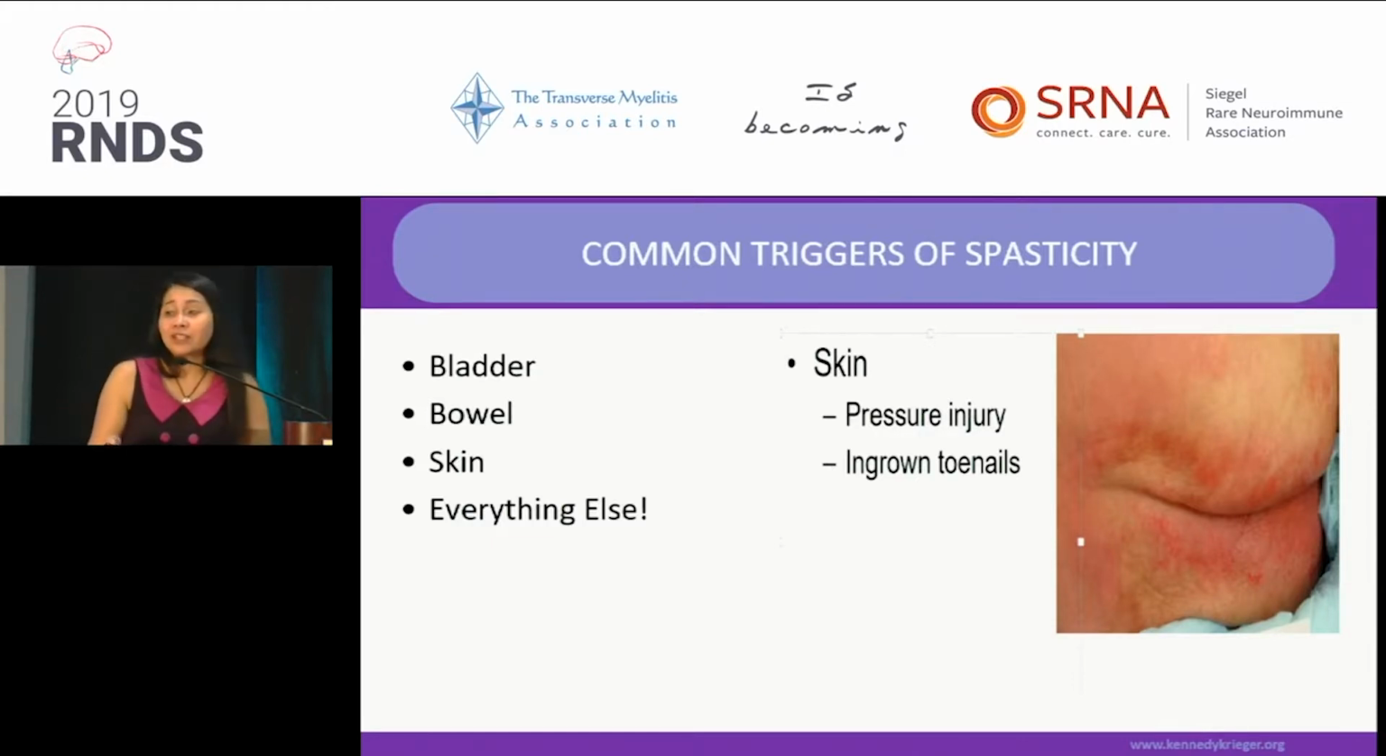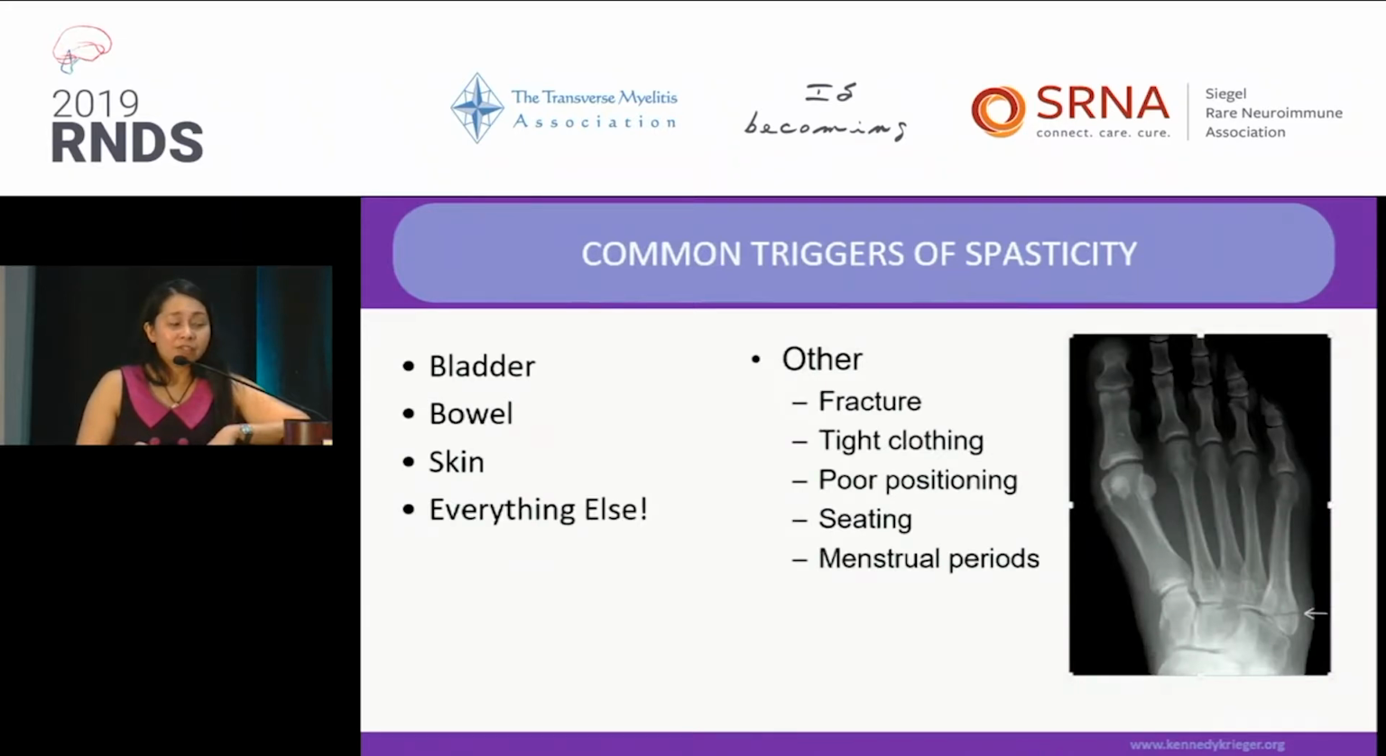Everything else. Now this is where it's challenging. So all of these triggers, the top three triggers I mentioned, bladder, bowel, skin, those are the three things I usually rule out first, and then I look for everything else. Okay? So everything else can be something as simple as a fracture. This is not my patient's x-ray, but he had a similar fracture. He comes to me in clinic, and the mom is worried that his left foot is more swollen than the right foot. Normally if he just elevates the legs, the swelling would go down.